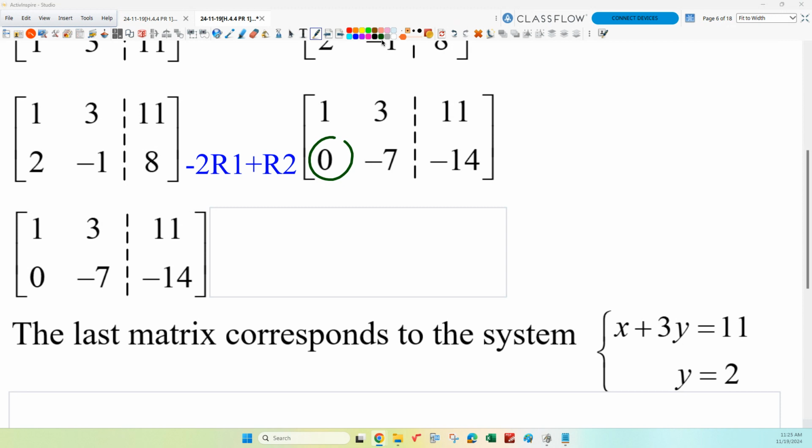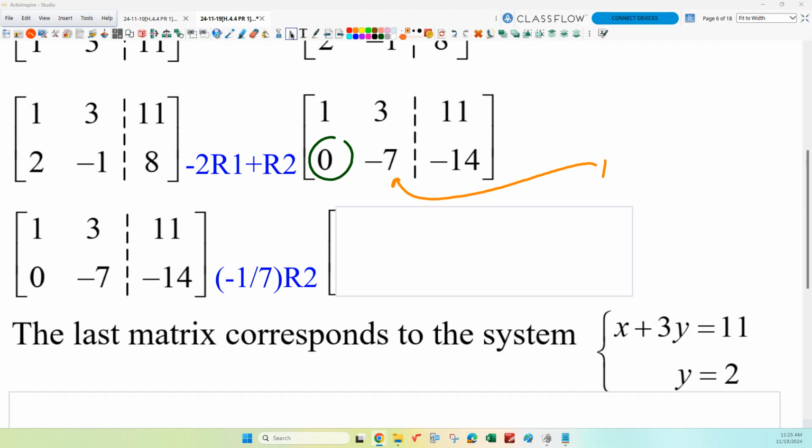Okay, that's easy to do though, right? We need to make this into a 1. What's the only thing I have to do to row 2 to make that a 1? Divide by -7, which is the same as multiplying by -1/7, right? Okay, give me thumbs on that. Everybody see that? Okay, so our next row operation is going to be that: row 2 is going to be replaced by -1/7 times row 2. Okay, everybody good? Okay.